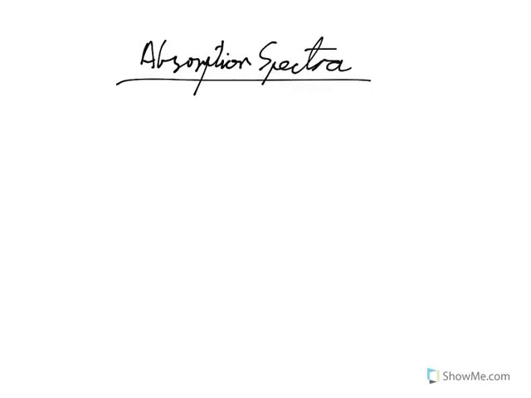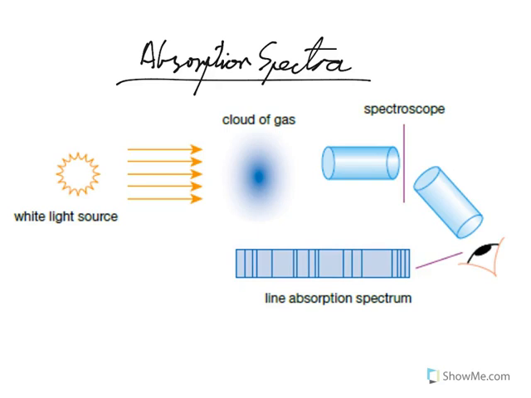Alright. So there's another spectra called the absorption spectra. And that's what happens when light gets absorbed. So the way that's done is this. We might have a light source here that's sending light in all directions, but we're just looking at the light going to the right here. And then here is a cloud of gas. And so this light goes through the cloud of gas.